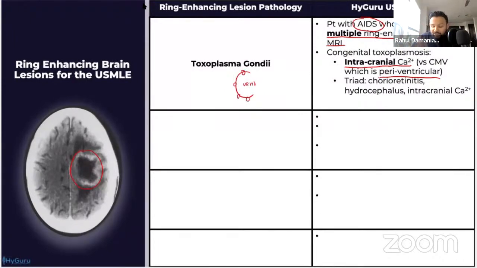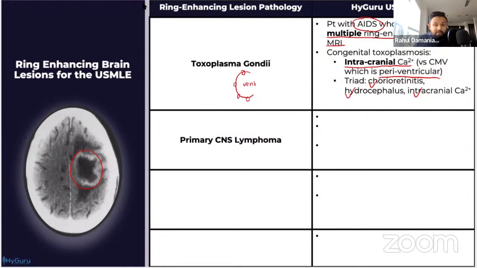So periventricular calcification. And remember that your triad of congenital toxoplasmosis is going to be chorioretinitis, so exam findings in the eye, inflammation of the retina. You're going to have hydrocephalus, so enlarged ventricles, as well as these intracranial calcifications. Again, that's different than your periventricular calcifications of CMV.